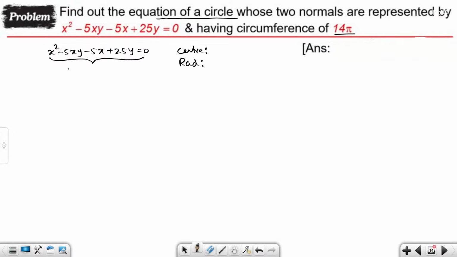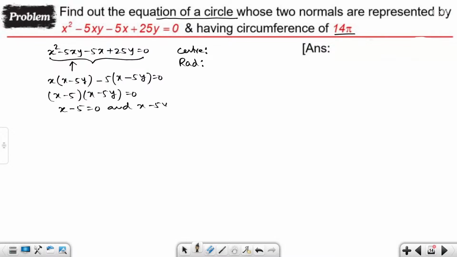Okay, so first of all, what is given? That this is the combined equation of two normals. So let me just simplify this. Let me factorize this to get the equations of the normals. So we got something like this. Now observe one thing. These are the two equations of the normals. One is this and the other one is this.